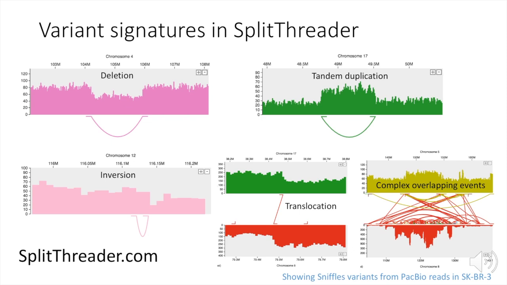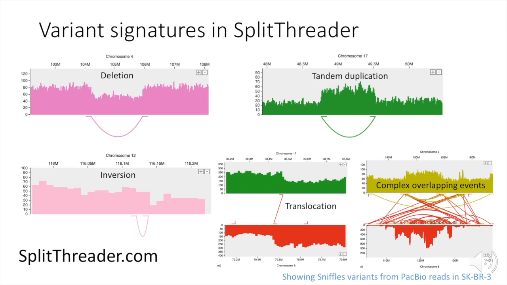Tandem duplication, on the other hand, the reads are pointing towards each other, and you get this rise in copy number in between. Then we also have translocations, where you'll have a dip in copy number on one side and then a rise in copy number on the other side as the reads continue and they skip from one location to the other, taking the copy number with them. And then we have these complex overlapping events, which we have no hope of really assigning a type to because they're all overlapping each other so much.